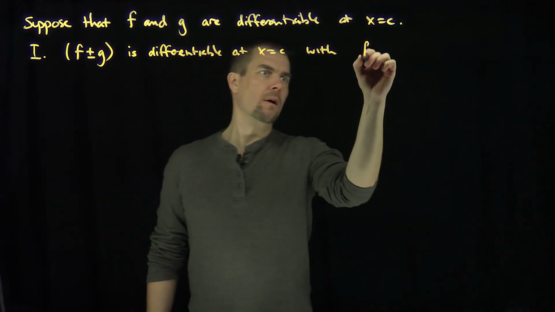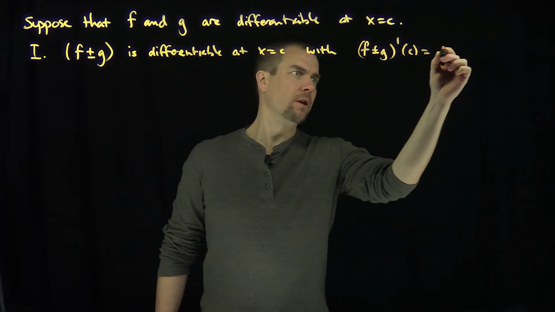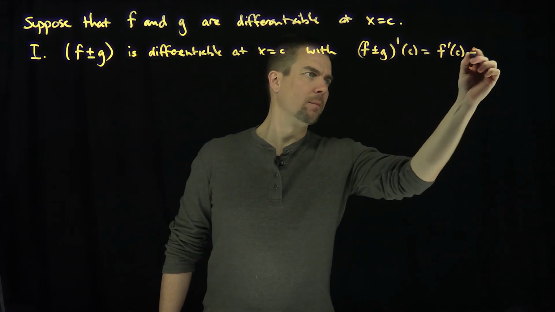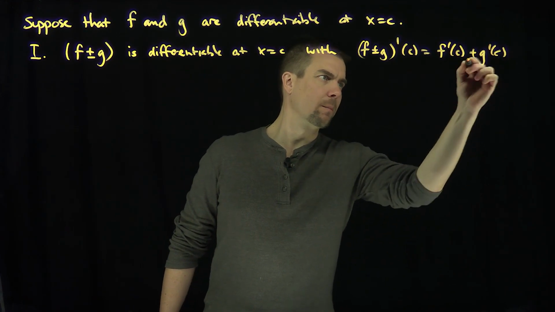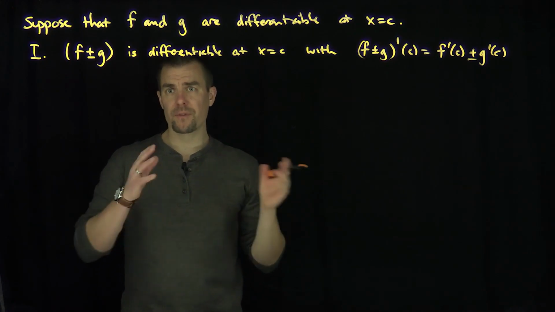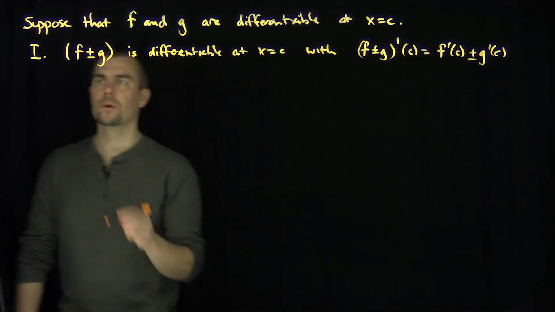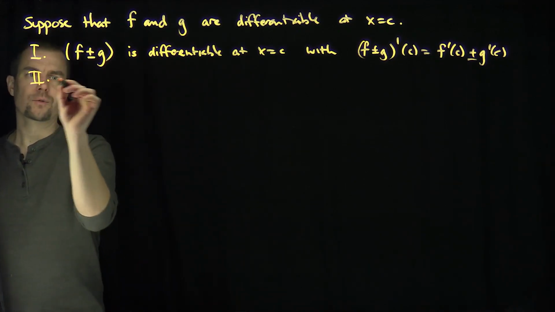With (f plus minus g) prime of c equals f prime of c plus minus g prime of c. So in other words, if you want the derivative of the sum of two differentiable functions, it's just the sum of the derivatives, or the difference of the derivatives. Okay, great. Rule 2 is called the product rule.